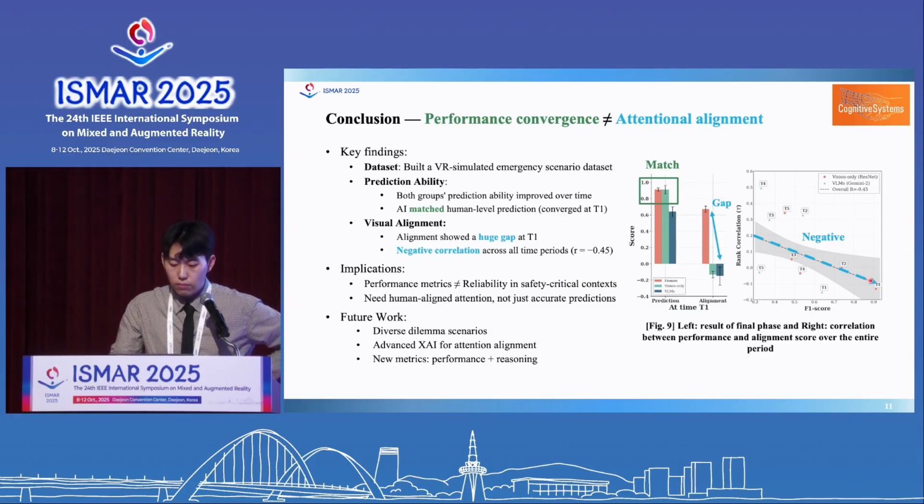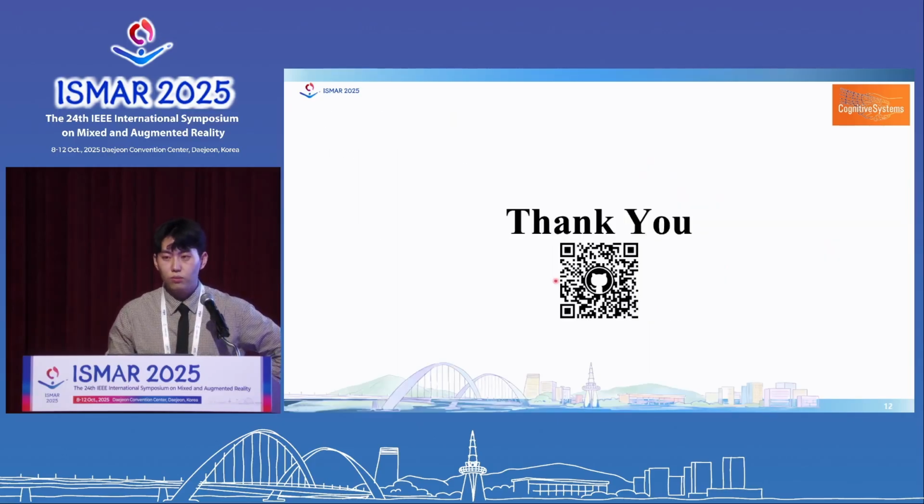This result implies that performance metrics do not tell us the model's reliability in safety-critical contexts. For building trustworthy AI, we need human-aligned attention, not just accurate predictions. Moving forward, we are using diverse dilemma scenarios and advanced XAI methods, and developing a new metric that handles both performance and reasoning. Thank you.